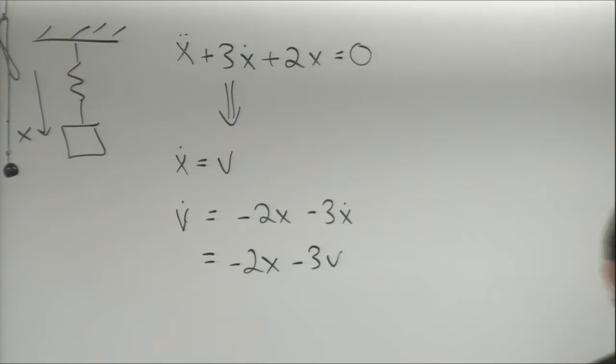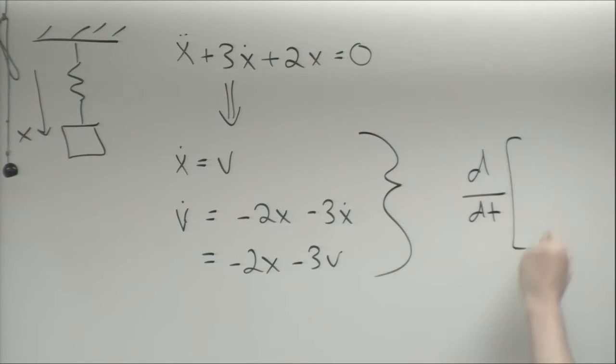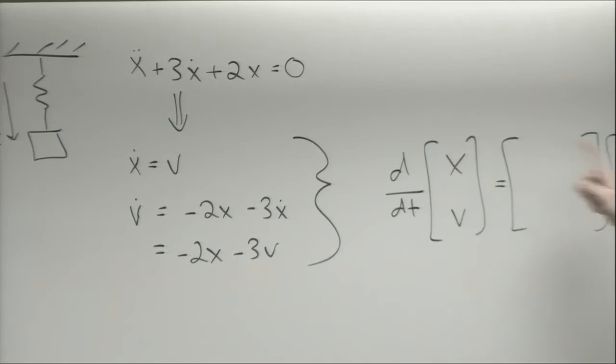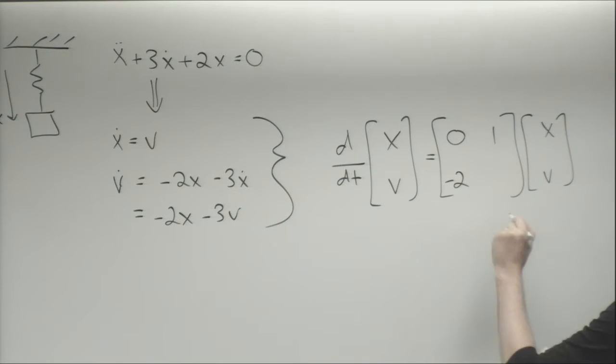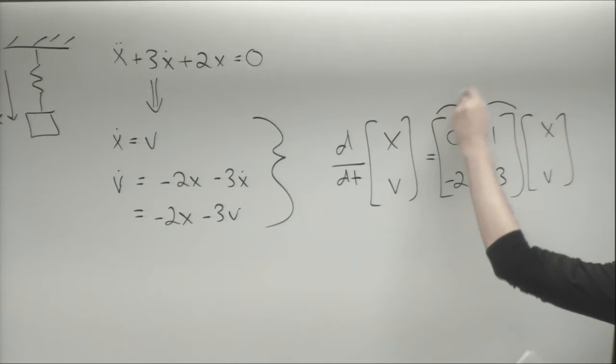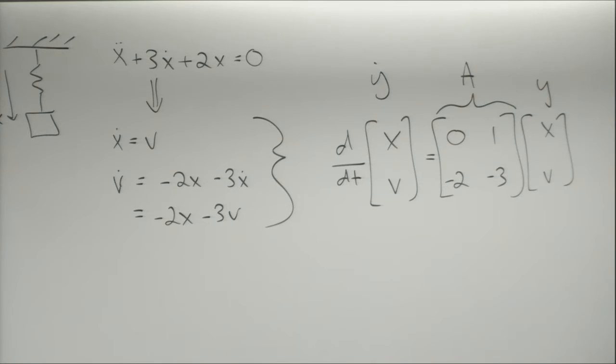And so I can say d dt of my new state vector position and velocity is equal to some matrix times position and velocity. Okay, so x dot is v, and v dot is minus 2x minus 3v. So this is something we've done before. This is my A matrix. This is my y vector. Okay.